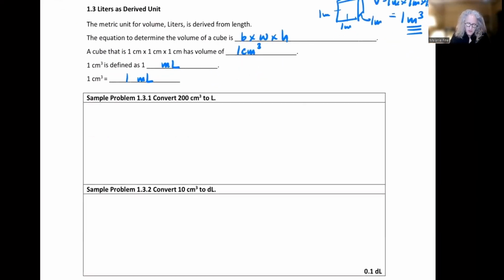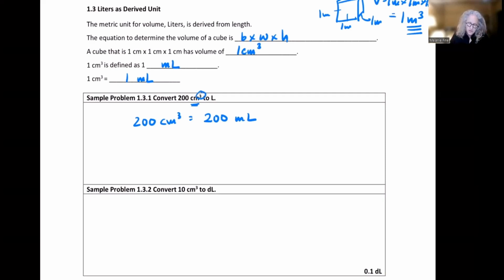So here's a sample problem. We'll do this together. Convert 200 centimeters cubed to liters. I know that 200 centimeters cubed is the same thing as 200 milliliters. So really what they want us to do is convert 200 milliliters to liters. Don't be confused with the centimeter part. It's a cube unit. It plays by different rules.